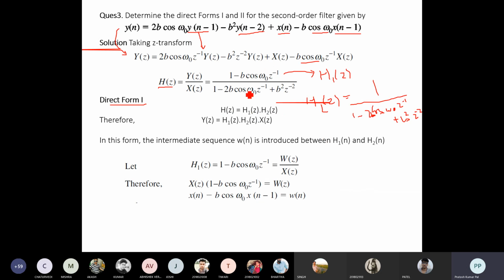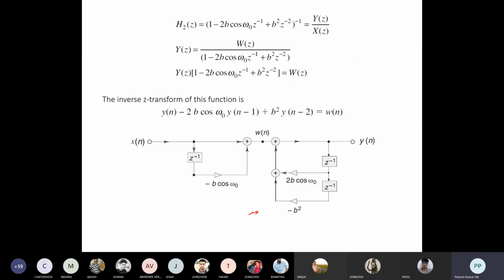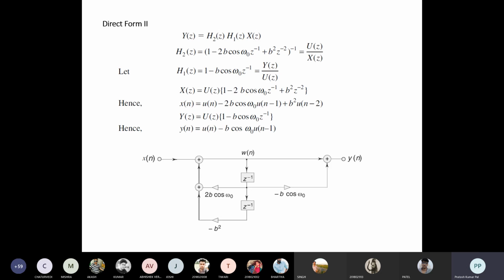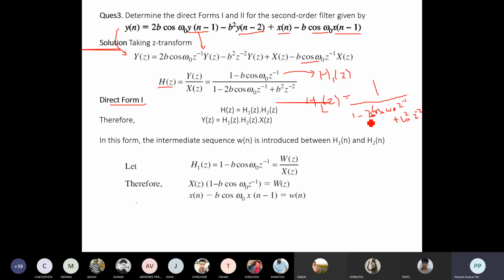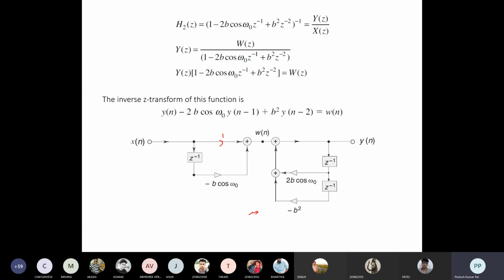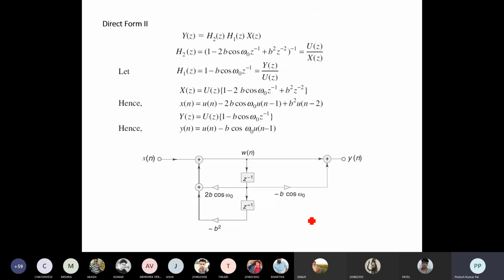So here this is the first term. One is a constant, another one is minus b cos omega naught. After one delay, minus b cos omega naught will be the constant, and the first one will be the constant 1 multiplied. So this is the first term. In the poles part, this is 1 minus something, and this is plus. So the same constant with a positive sign will be there in the coefficients after one delay, and in the second one it is positive, so it will be in negative form in the structure representation. So this is how the direct form 1 representation can be done.